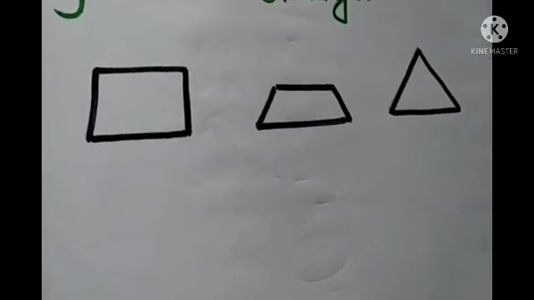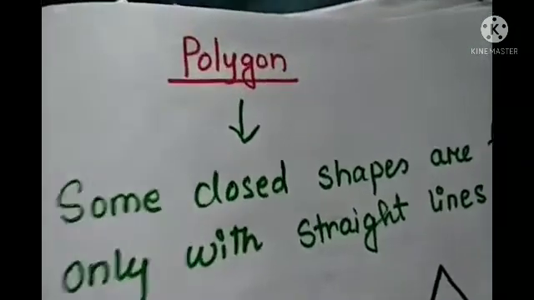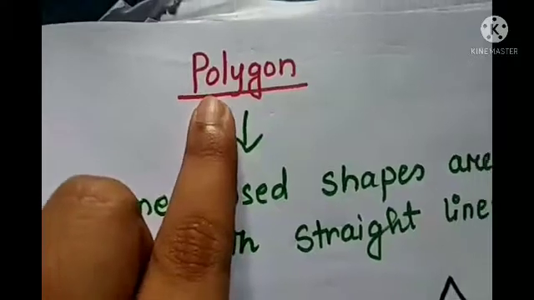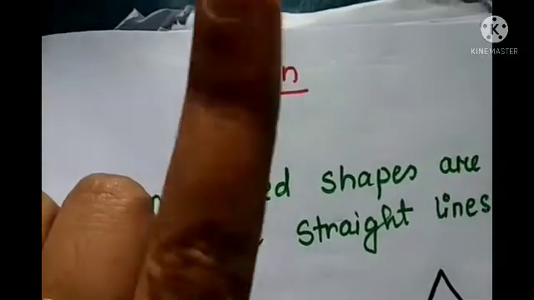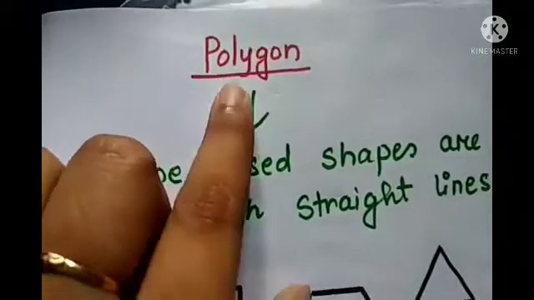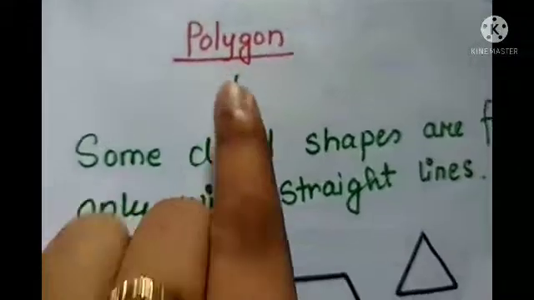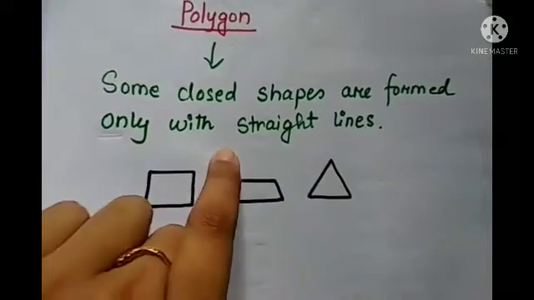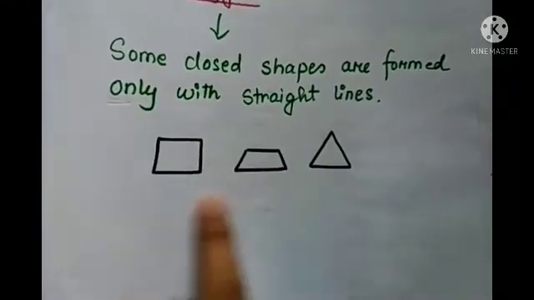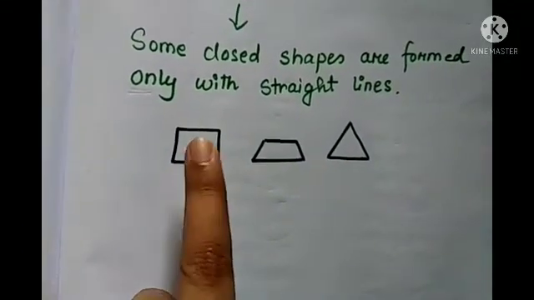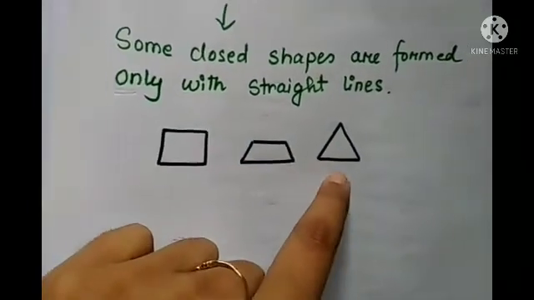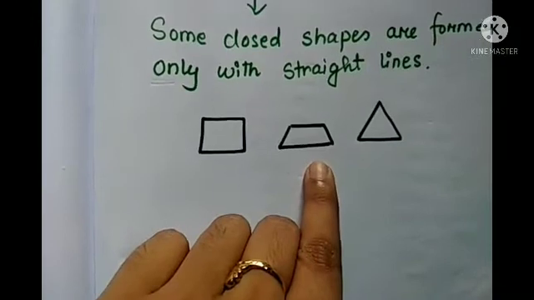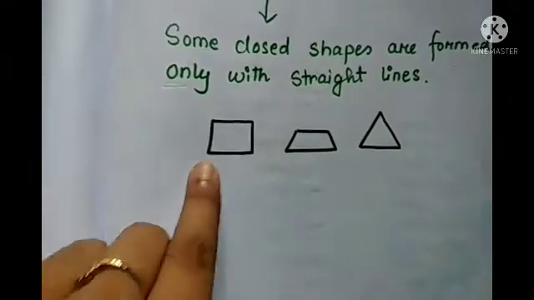And these are also called polygons. I'm sure you know about this term polygon. What is a polygon? A polygon is a closed shape that is formed only with straight lines, so they are called polygons. You can see I have written: closed shapes formed only with straight lines, and these are the examples, okay? Here I have drawn this square, then trapezium, triangle, and the polygon is named according to the number of sides it has, okay?